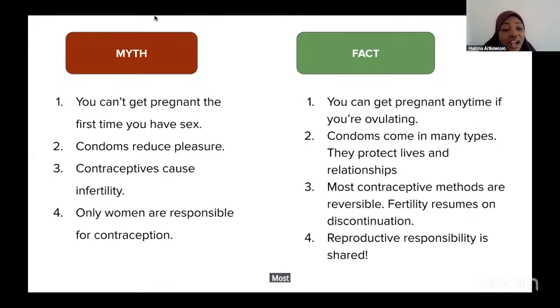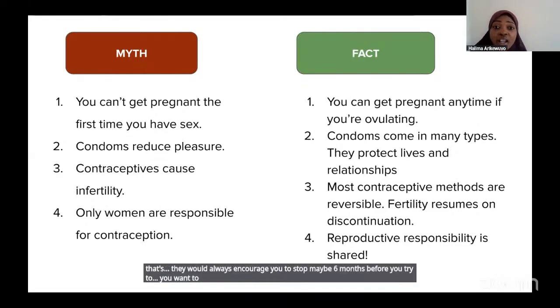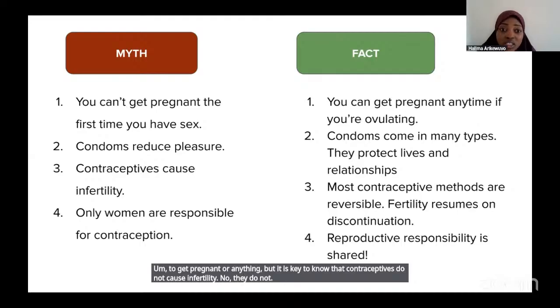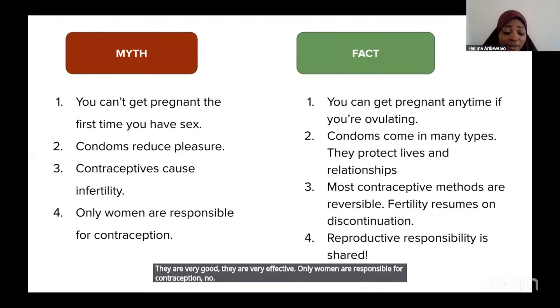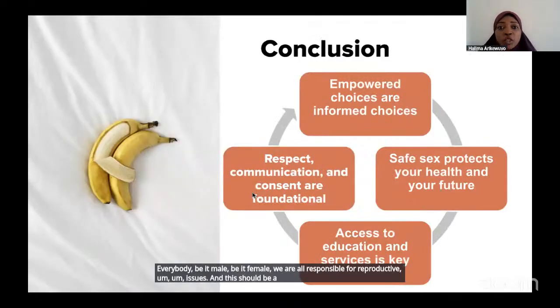Most contraceptive methods are reversible. Fertility resumes after discontinuation. However, there are some hormonal contraceptives that they would always encourage you to stop maybe 6 months before you want to start to get pregnant or anything. But it is key to know that contraceptives do not cause infertility. No, they do not. They are very good. They are very effective. Only women are responsible for contraception. No. Everybody, be it male, be it female, we are all responsible for reproductive issues. And this should be a conversation between yourself and your partner.